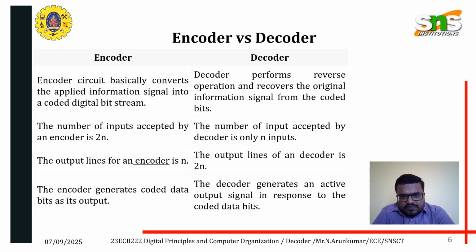Differentiation between encoder and decoder. The encoder circuit basically converts the applied information signal into a coded digital bit stream. But the decoder is the reverse operation of the encoder: it recovers the signals and converts the coded bits. The input accepted by the encoder is 2n lines and the output is n bits, whereas for the decoder the input is n and the output is 2n lines. It generates the coded data bits as output, and it is an active output signal in response to the coded data bits.